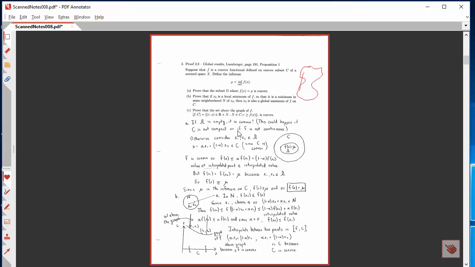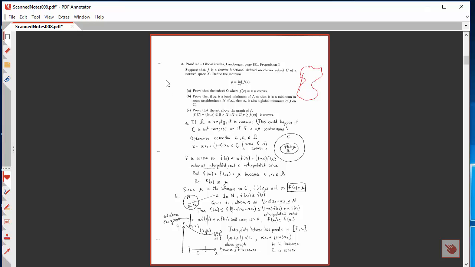Okay, so let's prove this. Special case. If the set omega is empty, then it's convex because the empty set is convex. This could happen if the set C is not compact. For example, it could be sort of an inverted bowl that didn't include its rim. Then the infimum would be the value as you go down to the rim, but it's not achieved anywhere.